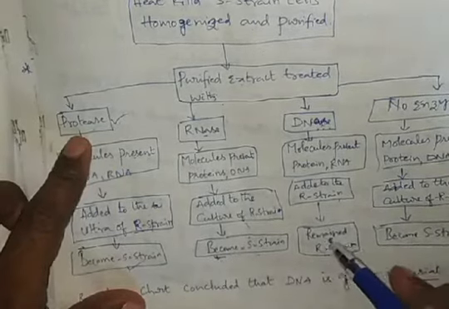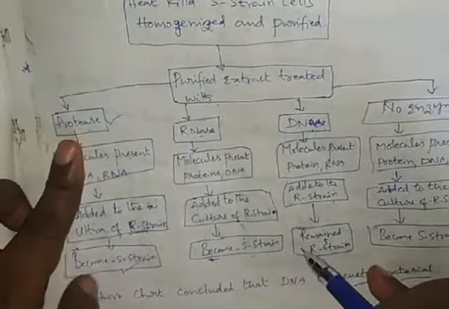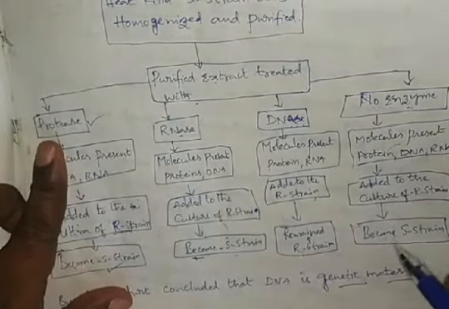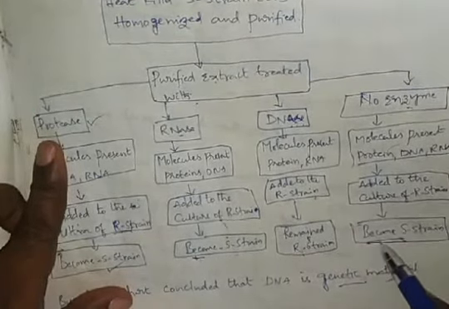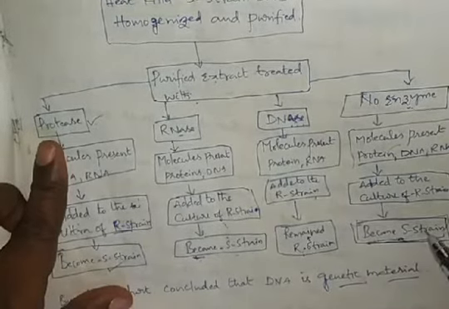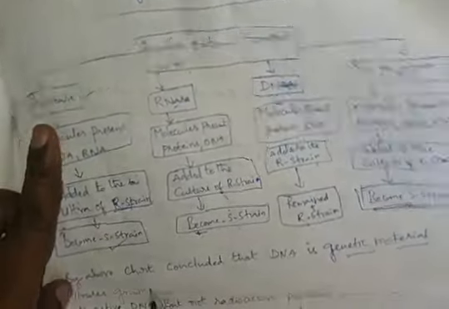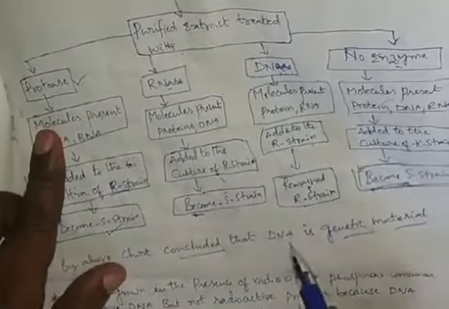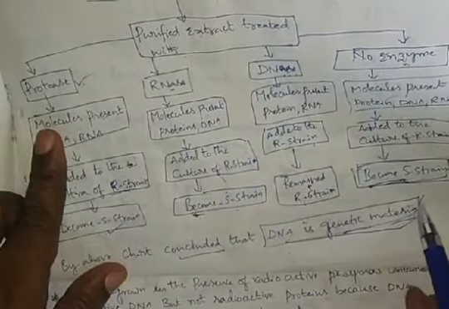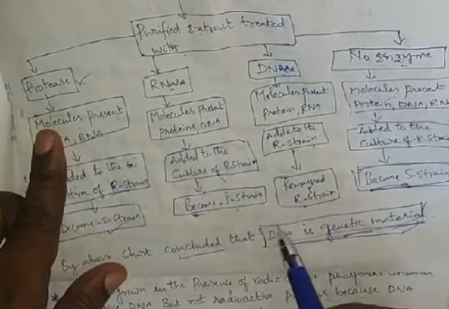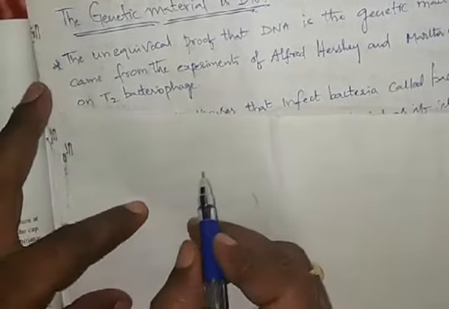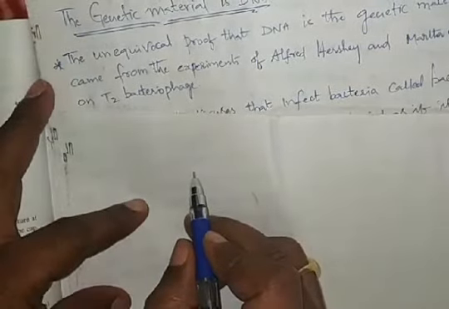So this was confirmed by this experiment practically. When no enzyme is added to this material, the R strain is converted into S strain. So by the above chart we can conclude that DNA is the genetic material involved in the transformation of R strain into S strain. So the above experiment proved that DNA is a genetic material.